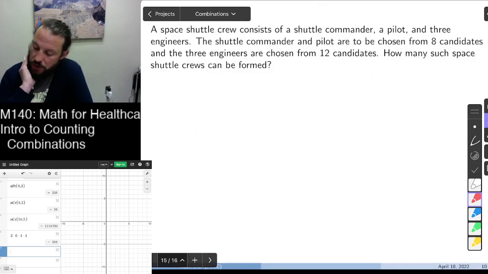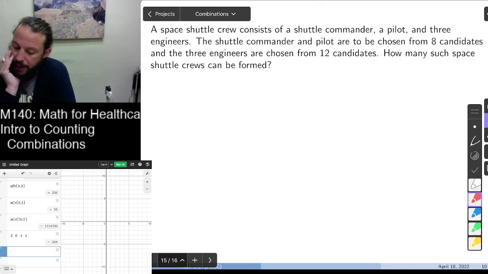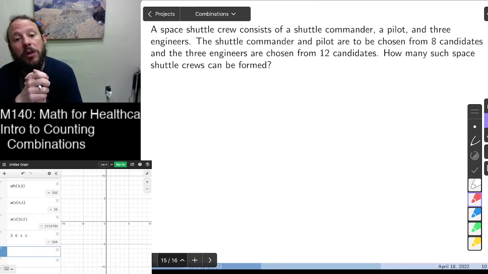A space shuttle crew consists of a shuttle commander, a pilot, and 3 engineers. The shuttle commander and the pilot are to be chosen from 8 candidates, and the 3 engineers are chosen from 12 candidates. How many such space shuttle crews can be formed? I want you to think about this for a minute. Okay, send me an email if you're unsure before you go back and watch the video.